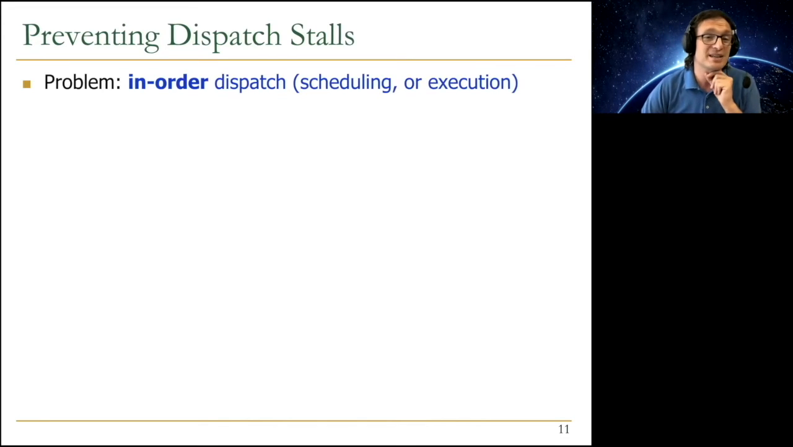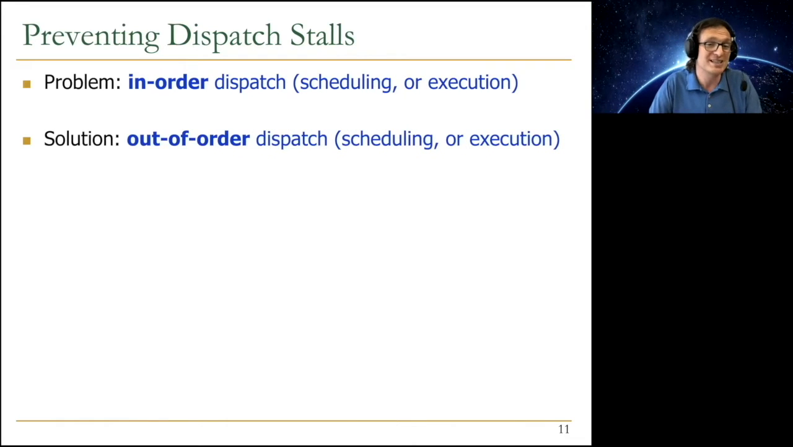So, okay, how do we prevent dispatch stalls? Basically, the problem we identified with the in-order processor is in-order dispatch. This is also called scheduling. We are scheduling instructions in order, in program order, into the execution units. It's also called in-order execution, but I like the term in-order dispatch because it's very specific, right? You're dispatching the instruction from the decode stage into the functional unit, and you're doing it in program order.